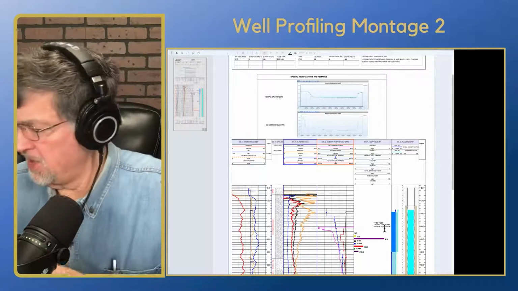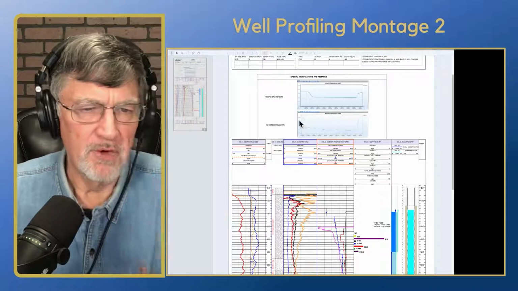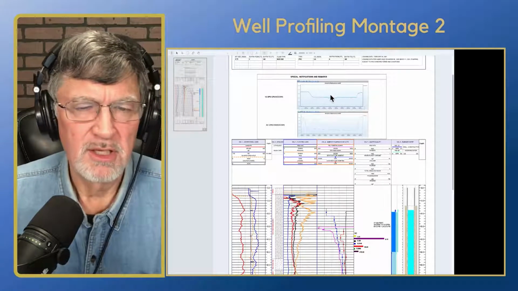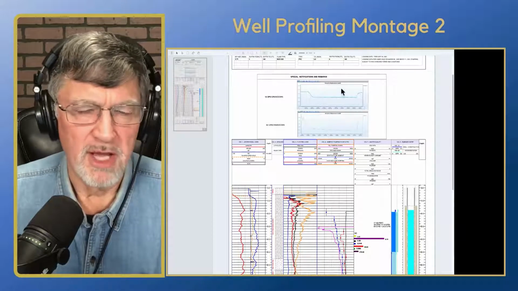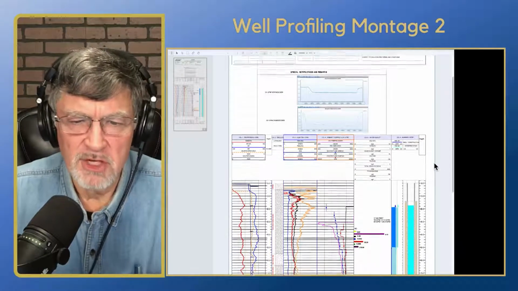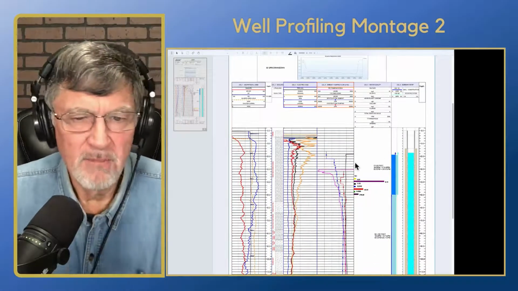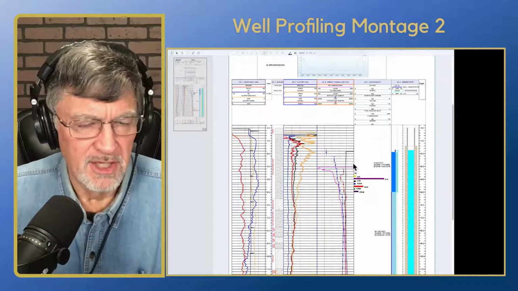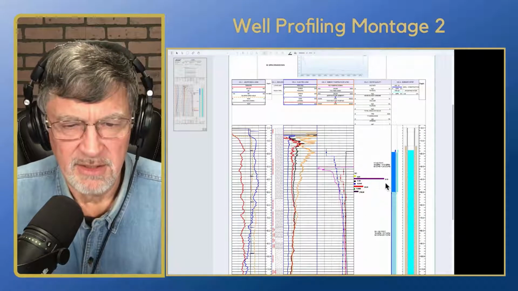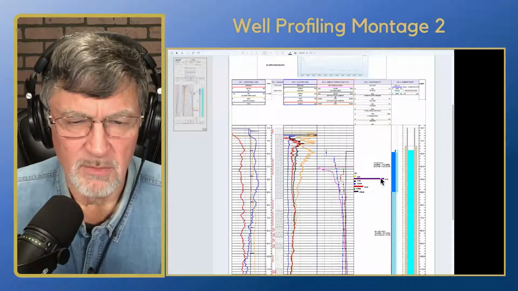This particular montage shows we ran a couple different drawdowns here at different pumping rates, so you can see what the drawdowns were during those particular pumping rates. So a lot of information here. As we go down, we can look and see that pretty much all our production in this well is from the top of the well, and we do have some hit in what is that?